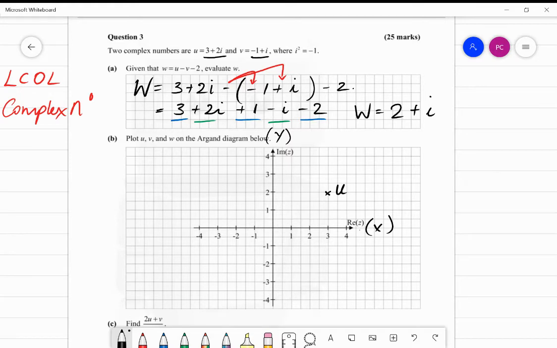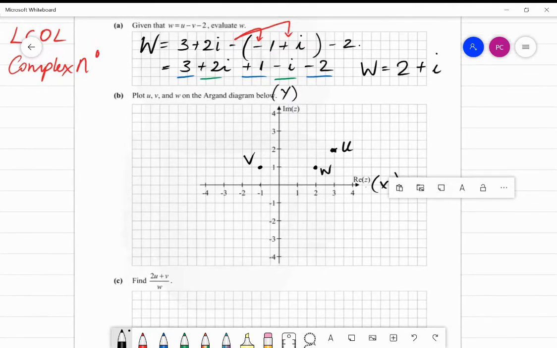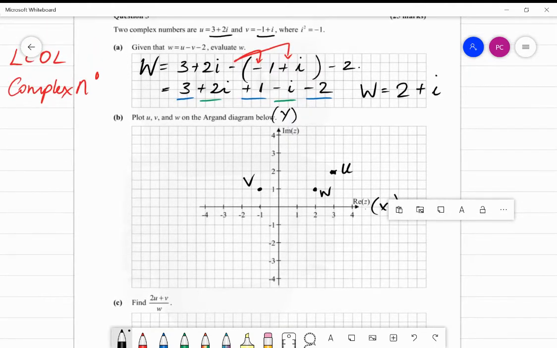V, we go out minus 1 on the real and then up 1. Put a wee dot instead of an X, and that's V. And then W we've worked out, that's 2 plus 1 is there. Okay, nice and straightforward. A and B are always pretty straightforward. C generally is where we'll run into a few problems.